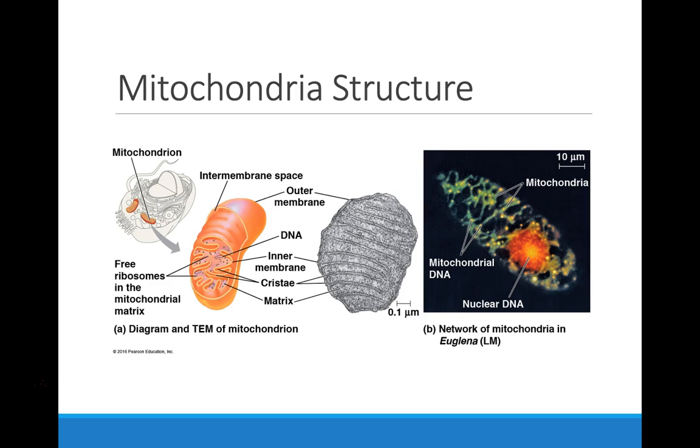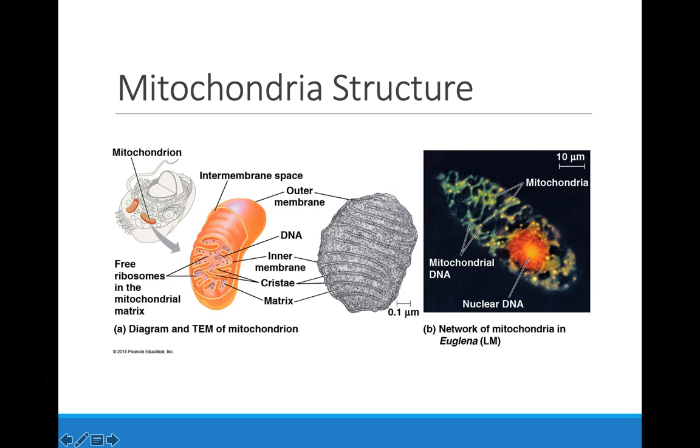Let's take a look at mitochondria structure. We looked at this really briefly in chapter 4. Remember, the function of the mitochondria is energy production, and the structure of the mitochondria is very closely related to that function. We see it as a double membrane. It's got an outer membrane here and then an inner membrane here. The inner membrane is made up of these folded shapes called cristae. And cristae are folded because it increases the surface area.